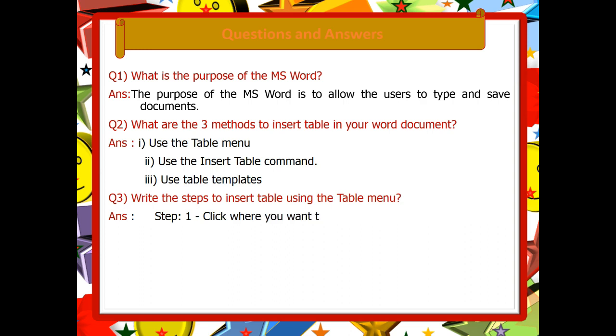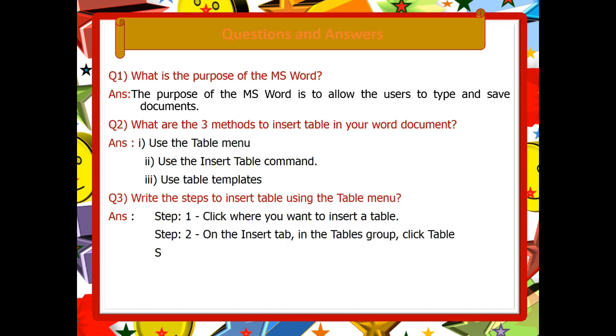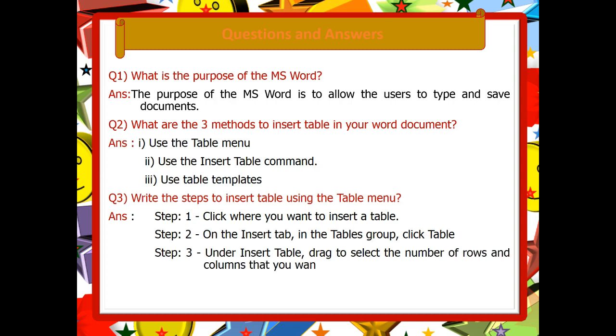Write the steps to insert a table using the table menu. Step 1. Click where you want to insert a table. Step 2. On the Insert tab, in the Tables group, click Table. Step 3. Under Insert tab, drag to select the number of rows and columns that you want.